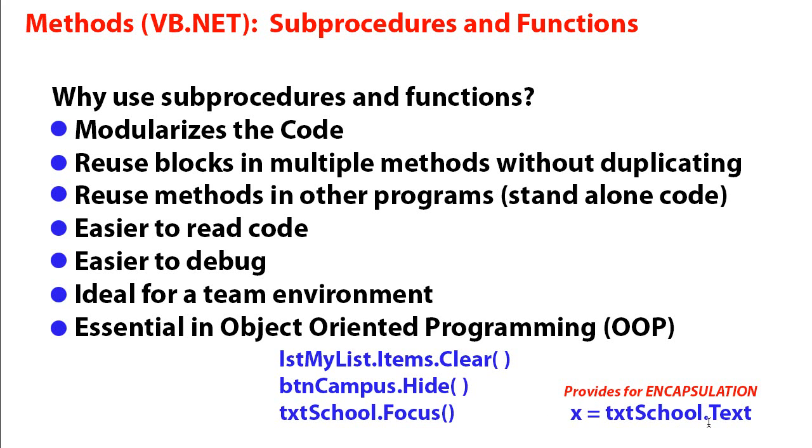And so when I'm putting the text value of a text box into a variable, I'm actually accessing a method called a getter method of the text box class that returns the text. I can't access the text value directly. I'm accessing it as a property of the class. And that helps protect data. So those are the reasons why subprocedures and functions become very important.